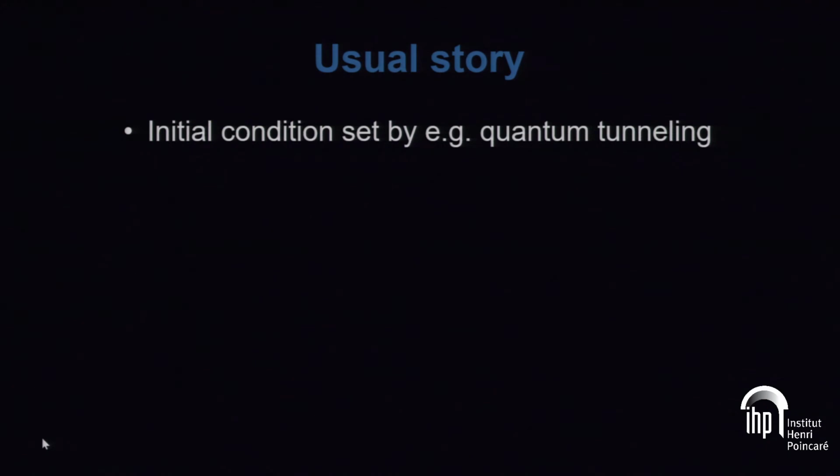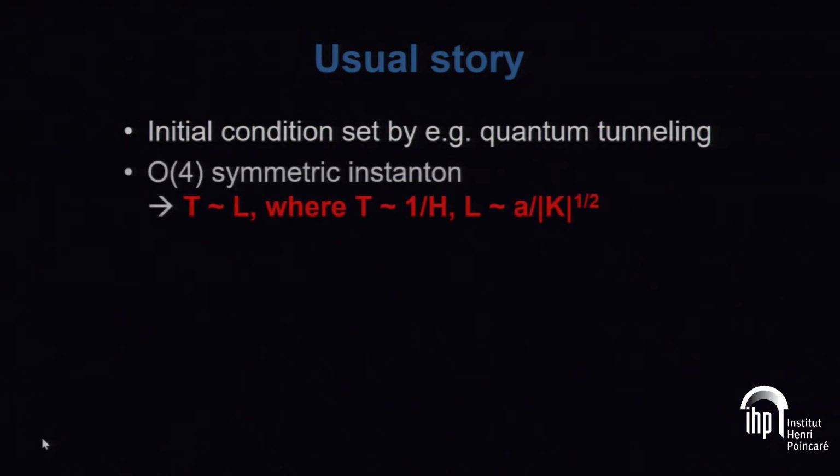So if we consider some quantum cosmology, then the initial condition must be set by some quantum gravity process, such as quantum tunneling. And we know that in the absence of gravity, the quantum tunneling is dominated by the O(4) symmetric instanton. In the presence of gravity, we don't know, there is no proof, but most of us think that the O(4) symmetric instanton still dominates. O(4) symmetry means that time and space in the Euclidean space are the same. So the time scale of the instanton and the length scale of the instanton must be the same in the Euclidean signature.